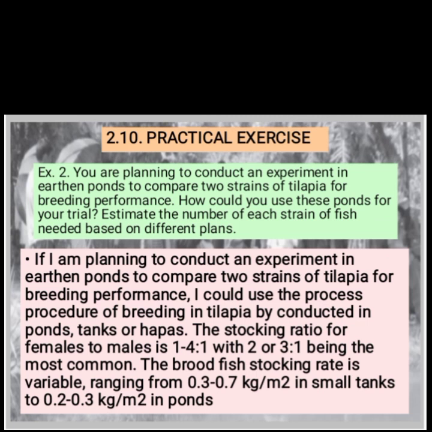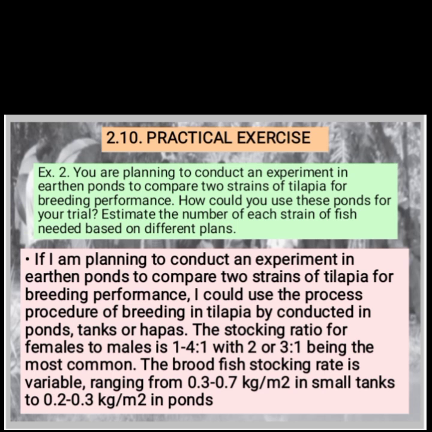Example 2. You are planning to conduct an experiment in earthen ponds to compare 2 strains of tilapia for breeding performance. How could you use these ponds for your trial? Estimate the number of each strain of fish needed based on different plans.